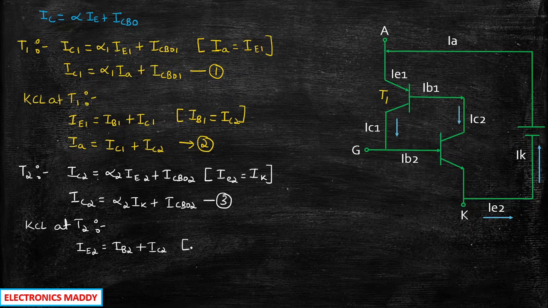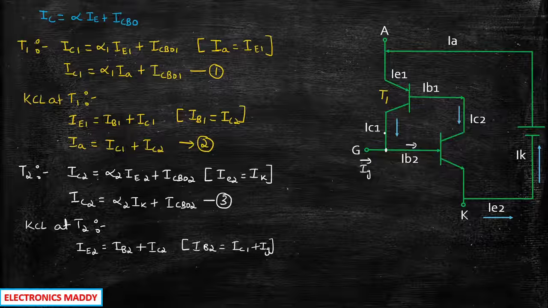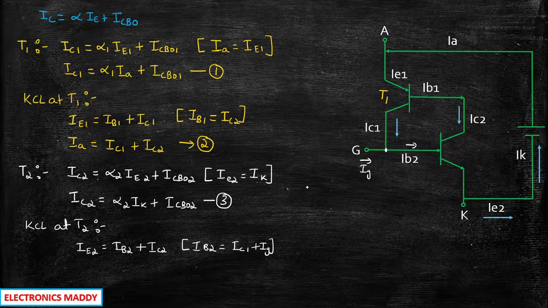Now, a very, very important observation. Can we write IB2 as IC1 plus IG? If you carefully observe over here, this is the gate current that is flowing, IG. This is the overall current IB2 that is flowing. Applying KCL at this particular node, IB2 will be the sum of IC1 and IG, isn't it? So that is why IB2 is equal to IC1 plus IG.